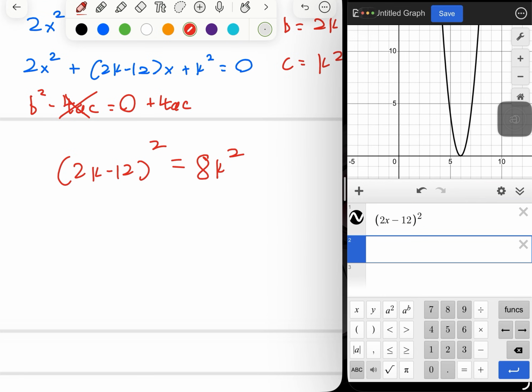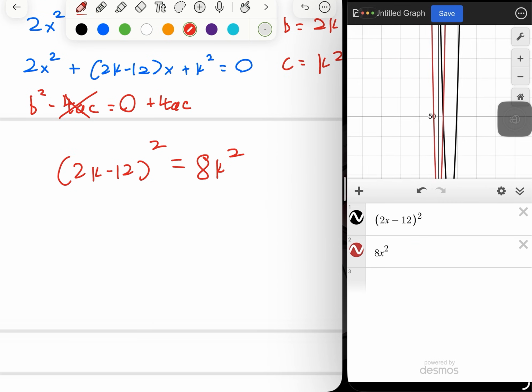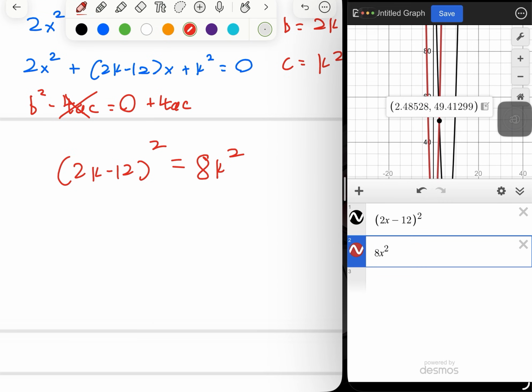So it shows up, but on the left side, you put the left side of the equation, right? And on the right side, you put 8k squared. And look for where these graphs intersect, right? So you'll notice that they intersect at that specific value.